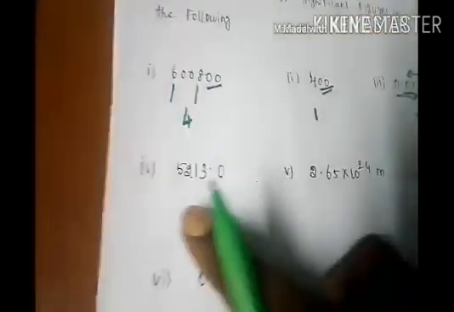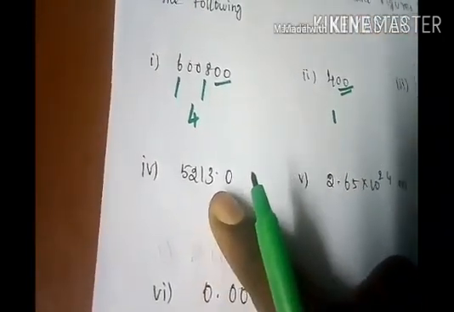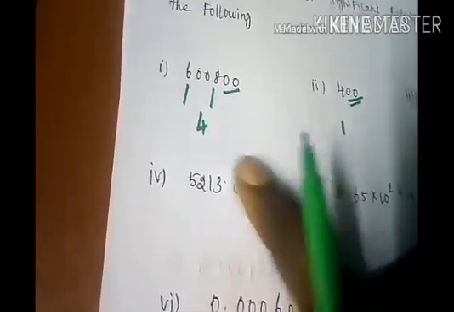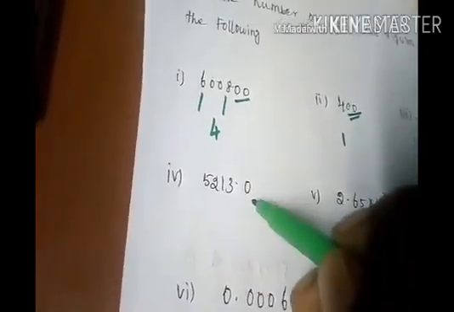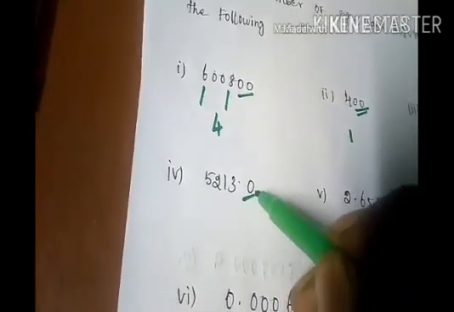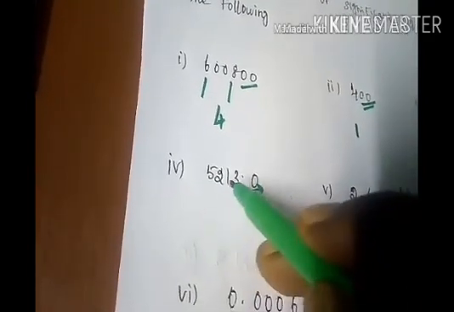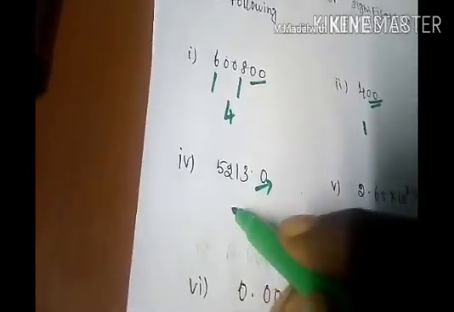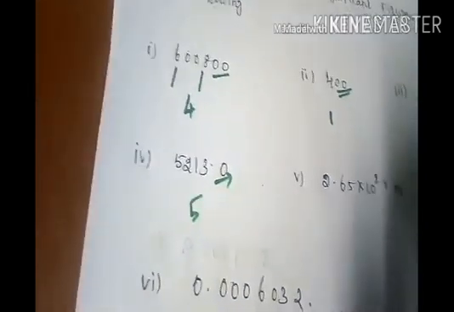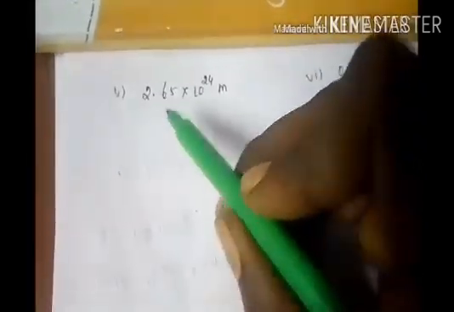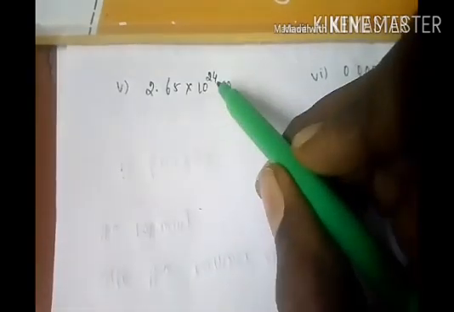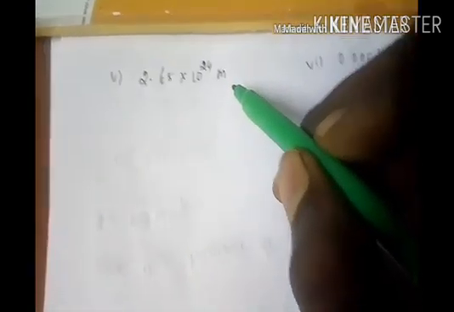Next one is 5213.0. This is a decimal number. In this, all zeros to the right of the decimal point are significant. So here how many significant figures are there? 1, 2, 3, 4, 5. It is 5. Okay, next one is 2.65 times 10 to the power 24 meter.